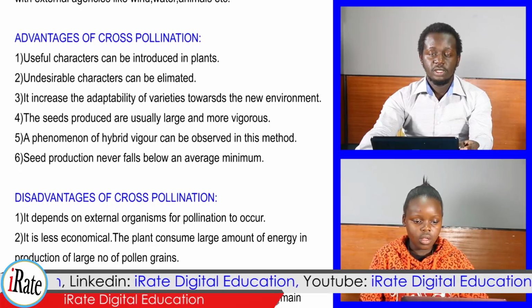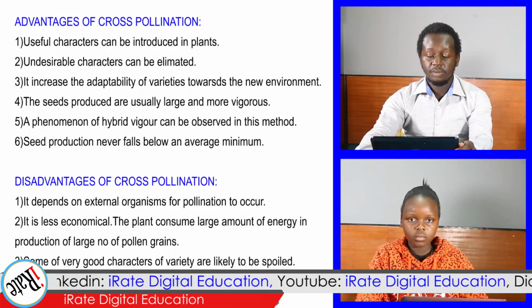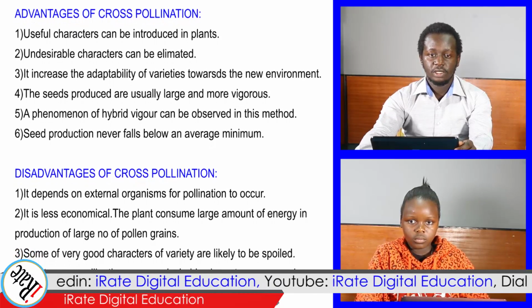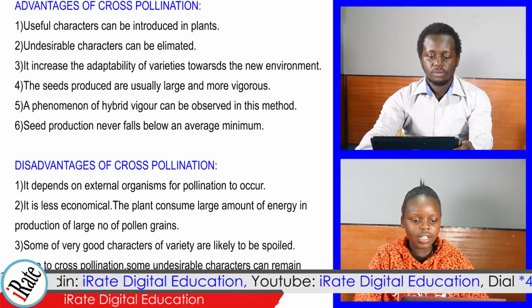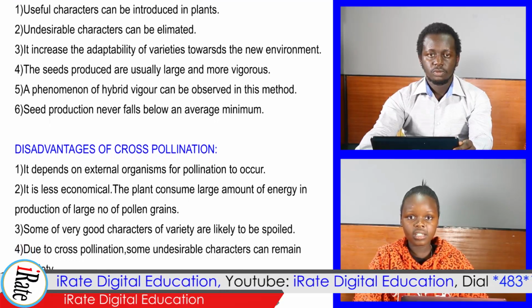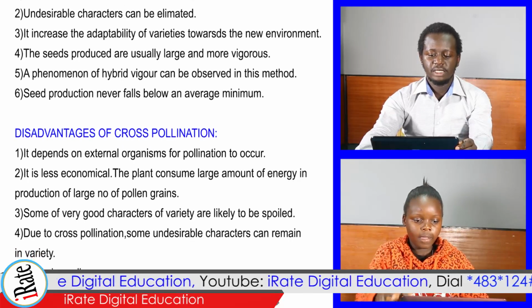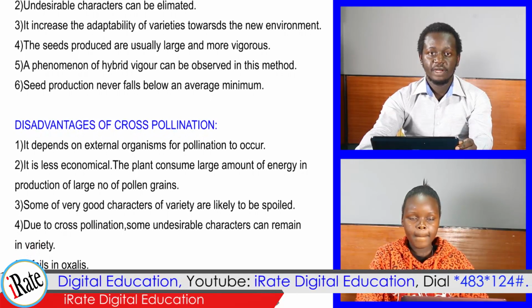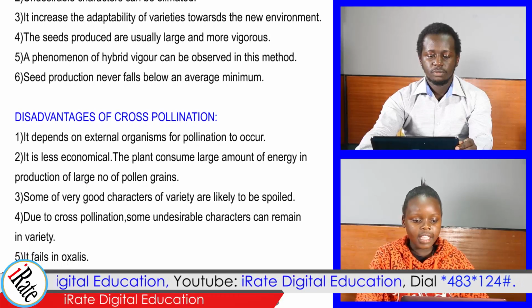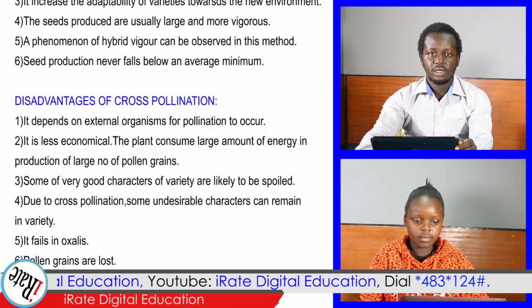2. It is less economical. The plant consumes large amounts of energy in production of large number of pollen grains. 3. Some of very good characters of variety are likely to be spoiled. 4. Due to cross-pollination, some undesirable characters can remain in variety. 5. It fails in oxalis. And finally, 6. Pollen grains are lost.